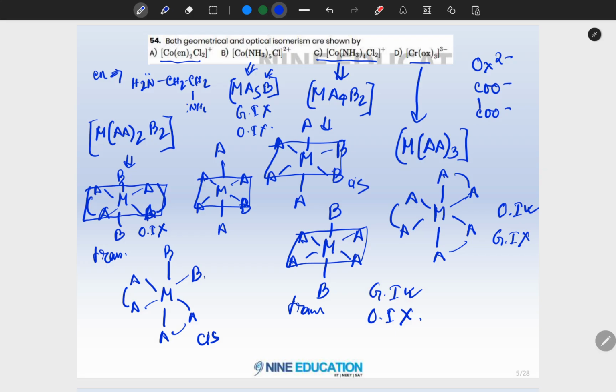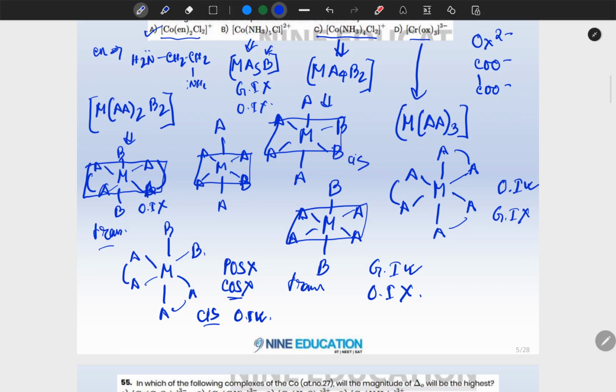But in case of the cis isomer, clearly we are able to see no plane of symmetry or center of symmetry. So both the elements of symmetry are absent. So it can exhibit optical isomerism. So in option A, geometrical isomers, cis-trans isomers are possible, and the cis isomer can also exhibit optical isomerism. So in option A, both types of isomerism are possible. So A should be the correct answer.